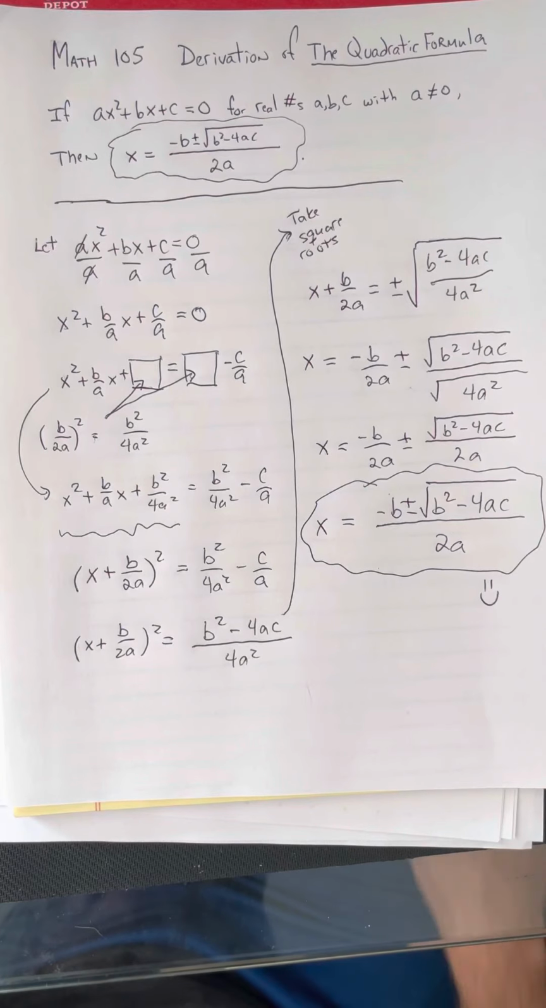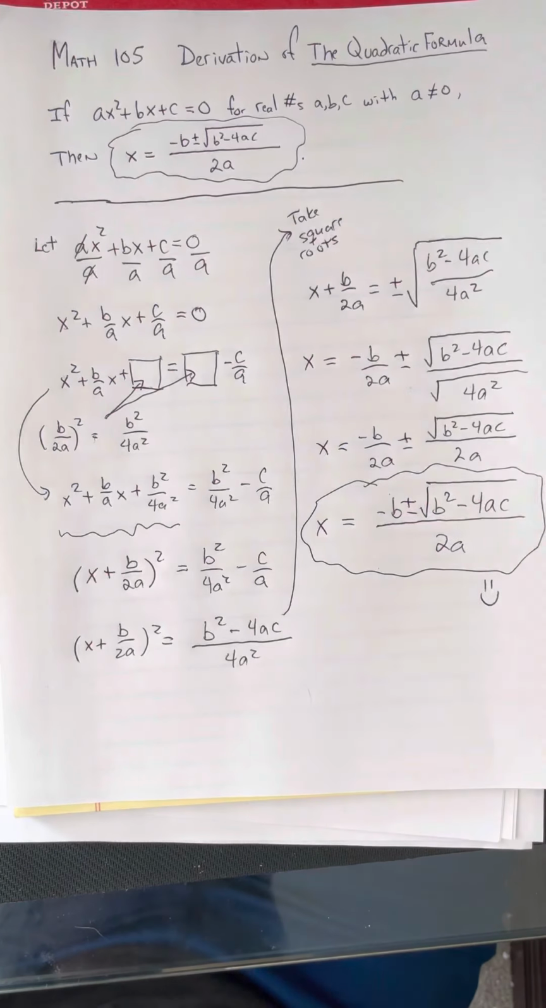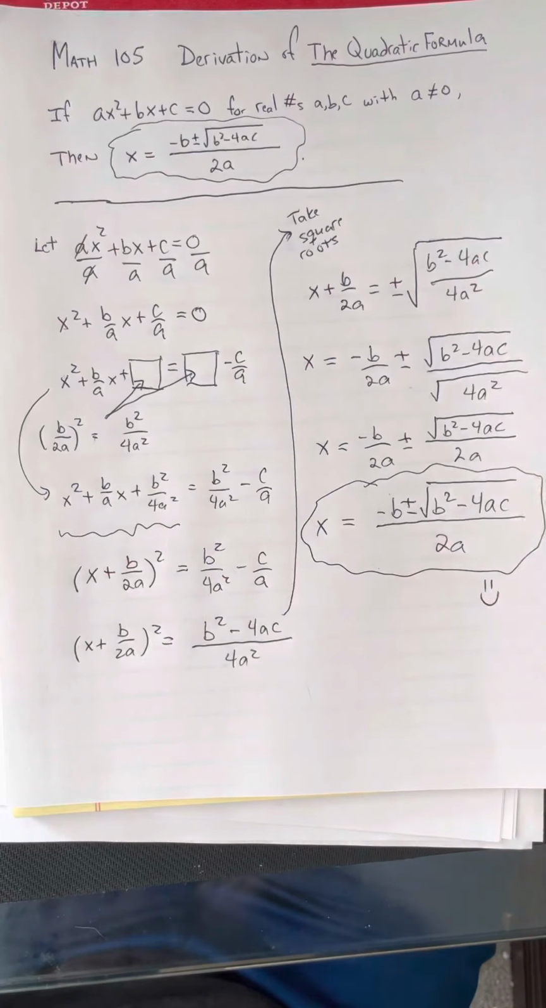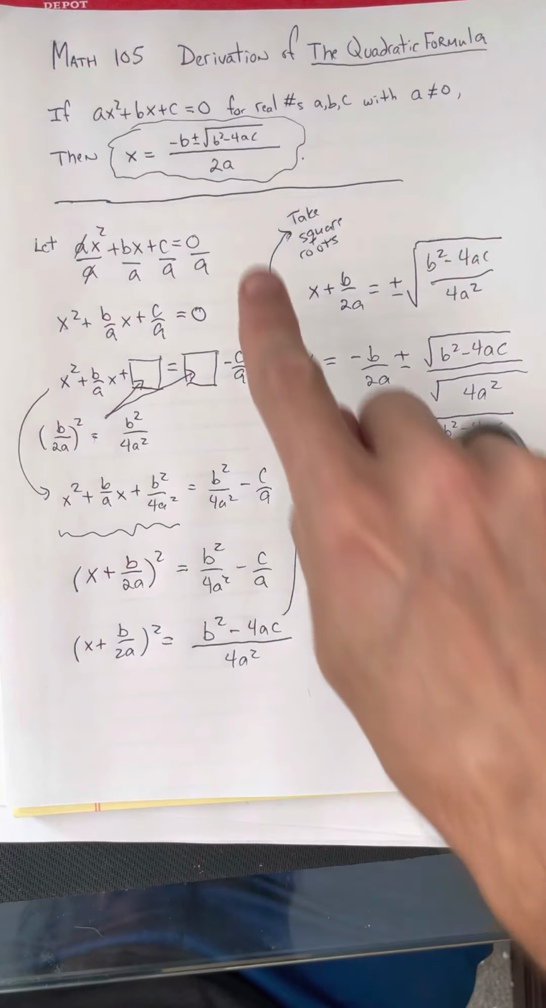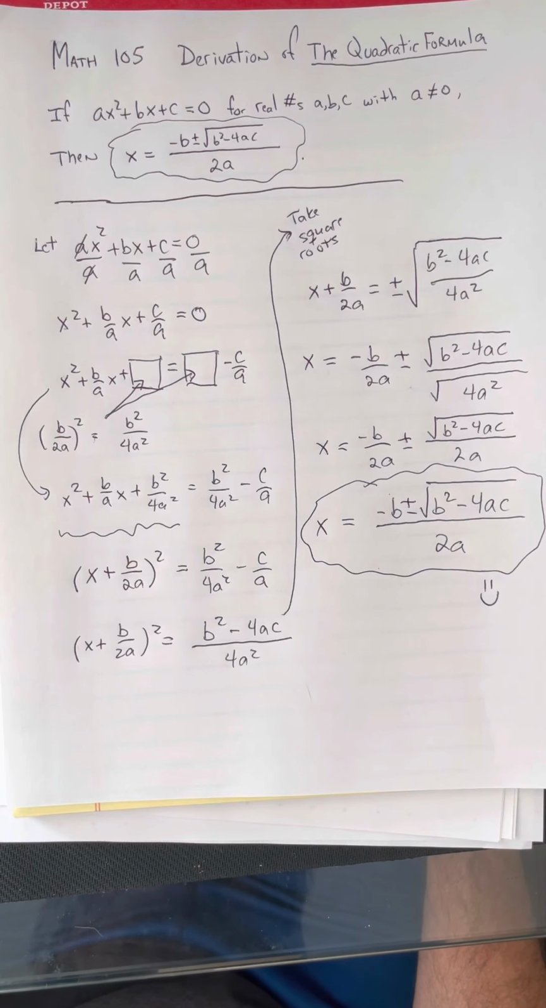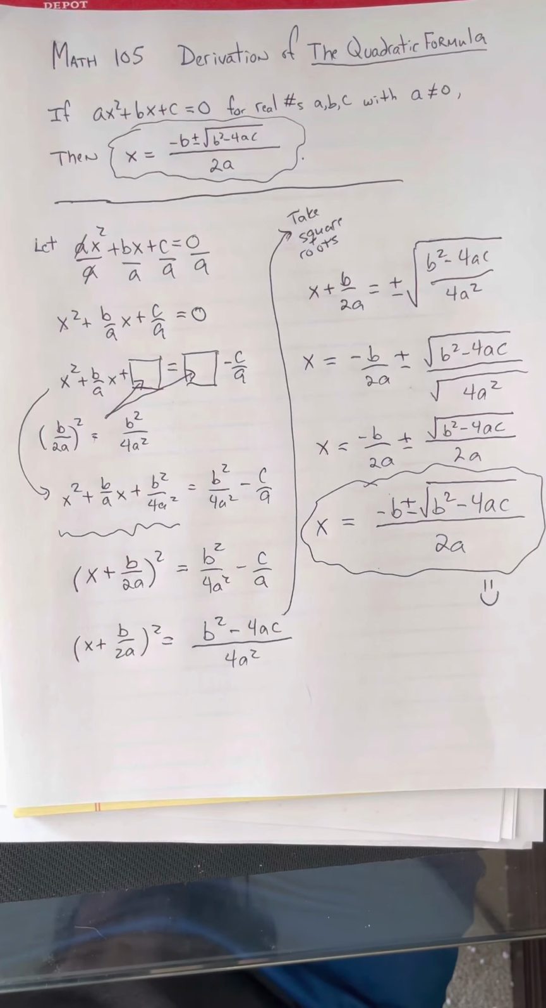So pretty cool. If you start out with ax squared plus bx plus c and go through it like you're completing a square, but instead of having particular numbers for a, b, and c, you just leave them as a, b, and c, what you get at the end is the quadratic formula. Pretty cool. That's it. I hope this is interesting.